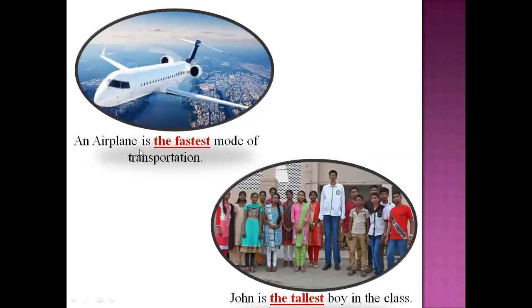An airplane is the fastest mode of transportation. John is the tallest boy in the class. In this example, airplane is the fastest mode of transportation. We also used "the" before the adjective, and John is the tallest boy in the class. Tallest is an adjective, and before that we use "the".